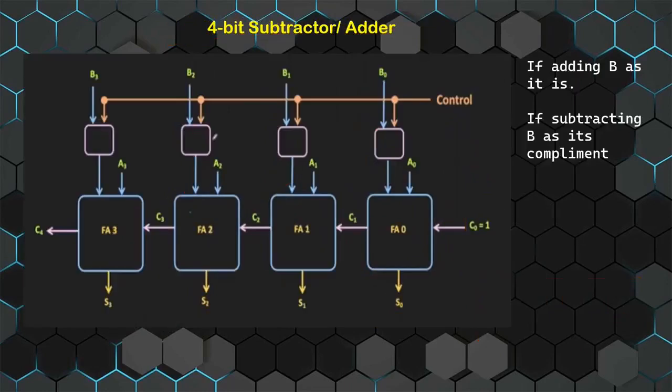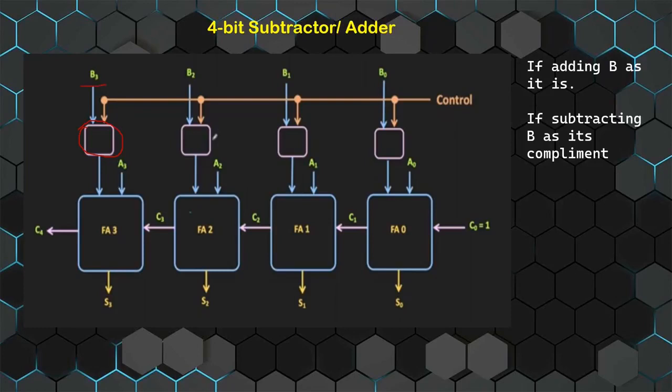Then we have performed addition, subtraction, and the 4-bit subtractor using adder. Here is the circuit which performs both subtraction and addition. Okay, so here there is a control circuit. Here there should be a gate which performs both addition and subtraction. It is the control circuit.